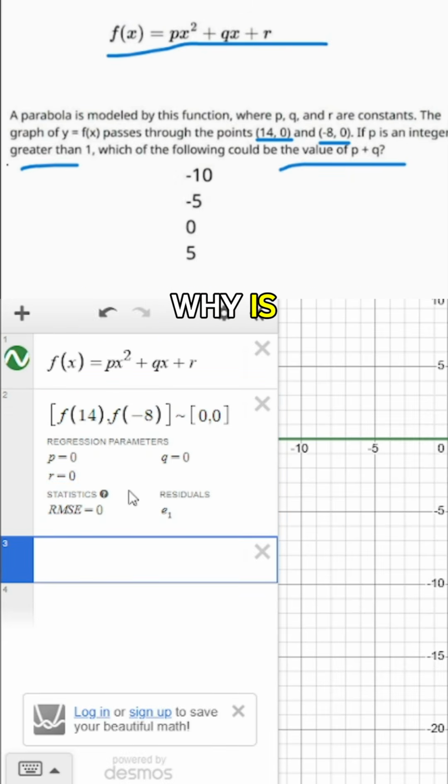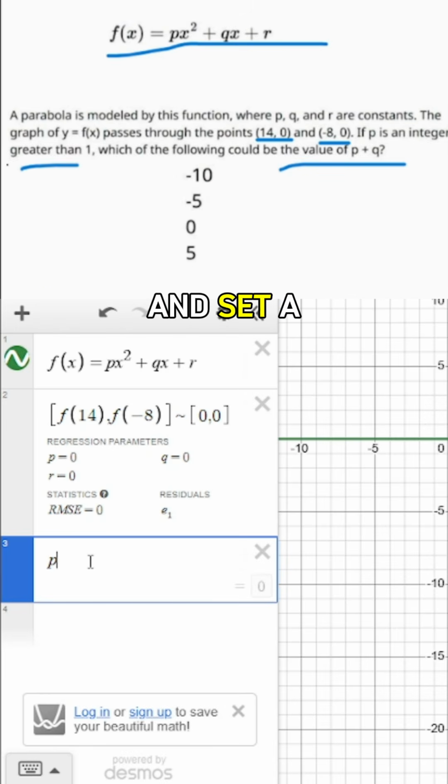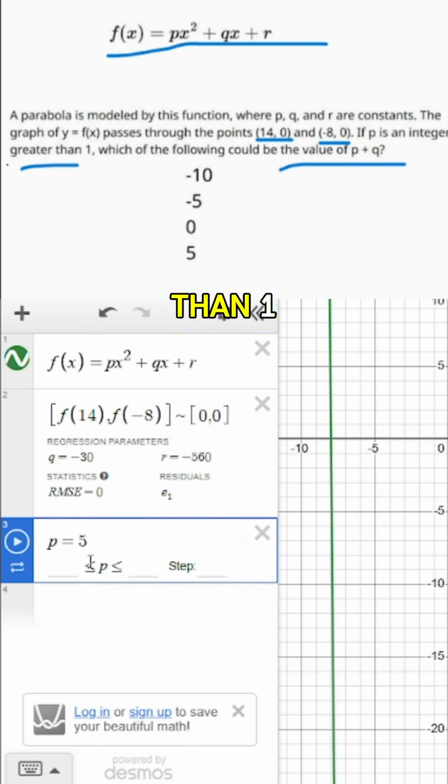And the reason why is because these two points don't give enough information to Desmos to determine a value for p, q, and r. So what we have to do is use this part of the question where they say p is an integer greater than 1 and set a value for p. So we're just going to pick a random integer greater than 1, which is 5. And it gives us a value for q and a value for r.